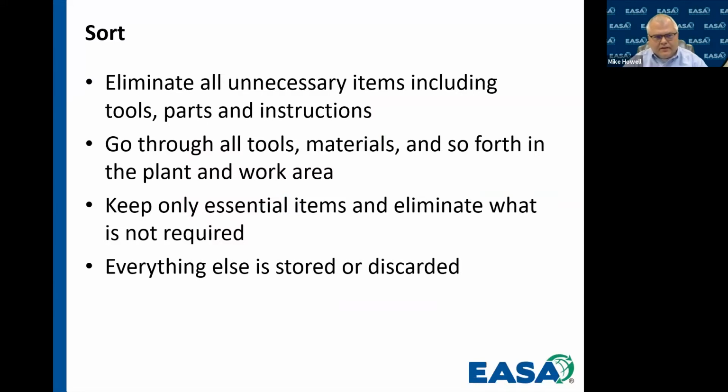The sort phase, the very first thing here, what we're doing is eliminating all the unnecessary items around us in our workspace. That includes tools, parts, inventory, work instructions, anything that we don't need to be able to do our tasks. We want to get it out of our space so that space can be used for value-added activities and so that it doesn't add to clutter. So we're going to go through all the tools, materials, and everything in the plant and work areas and sort those. The things we want to keep are the things that are essential to doing our job, and then we want to eliminate everything else.